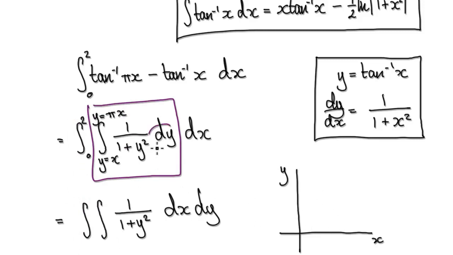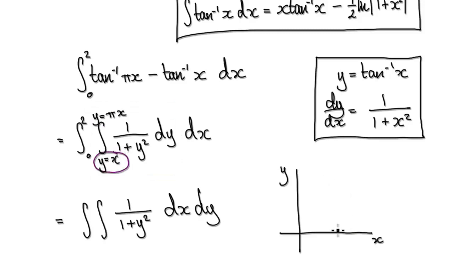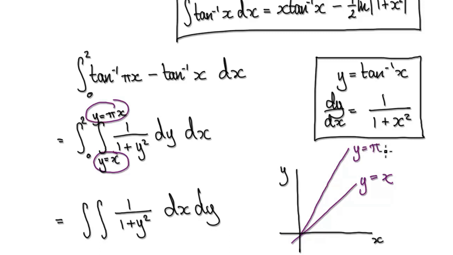So you're moving parallel to the y-axis, like this, from this line to this line. We have no idea what's going on, so let's just blindly sketch this line, y equals x. It will look like this. And then blindly draw this line, y equals pi x, which looks something like this.